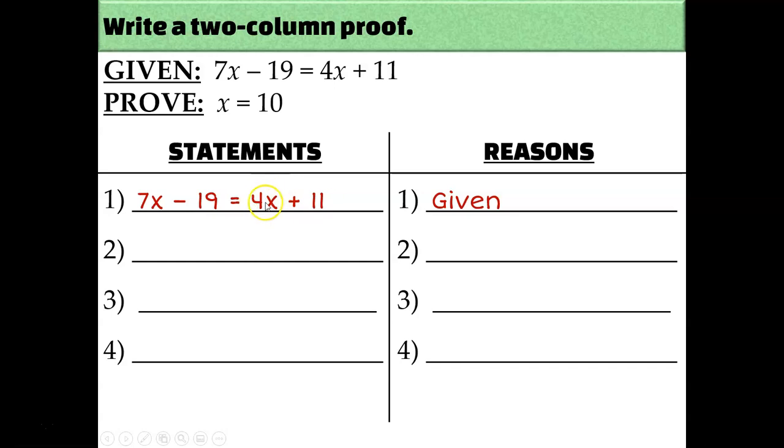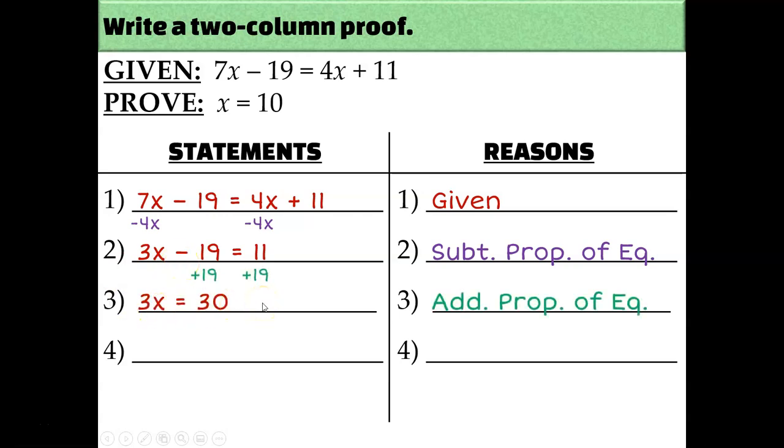Personally, I like to start with my variables, and I like to keep them on the left-hand side, so I'm going to start by subtracting 4x from both sides. And that gives me 3x minus 19 equals 11. Since I subtracted, that means it's the subtraction property of equality. Then I'll add 19 to both sides, so 3x equals 30. And that was the addition property of equality. And the final step is to divide, so I get x equals 10. And that was, of course, the division property of equality.